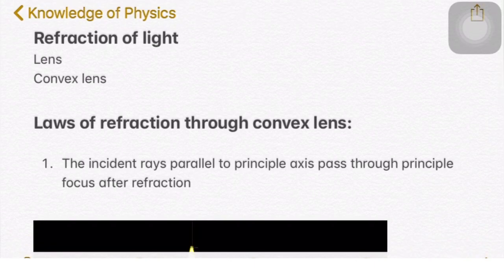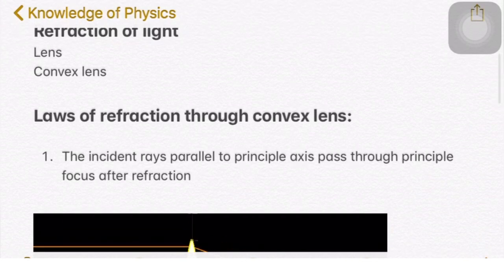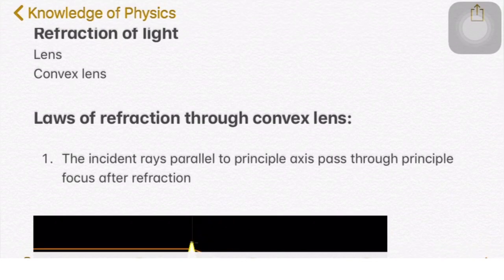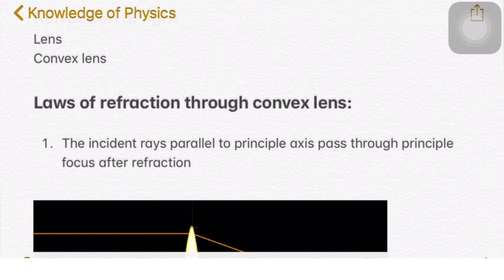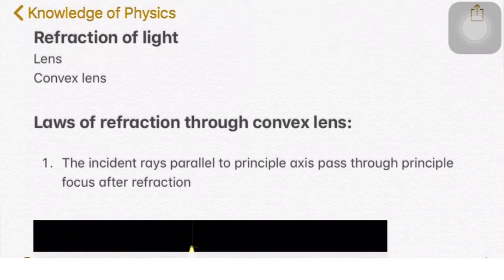Now let's move on to the lens. A lens is an optical device which is used to study the various phenomena of light, and it is made of glass. There can be different types of lens. One of them is the convex lens, and another very useful form is the concave lens. But in this video, let's focus on the convex lens.